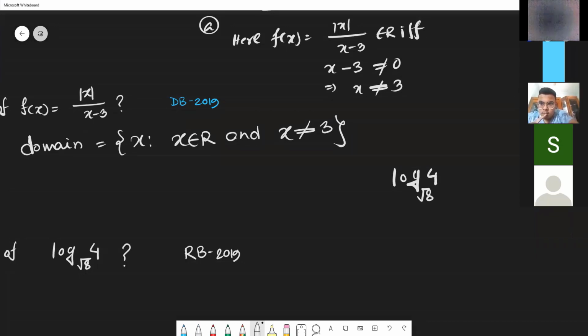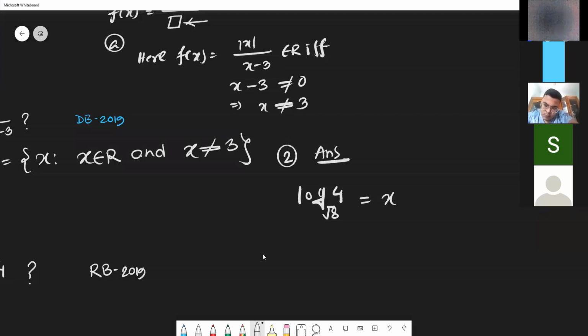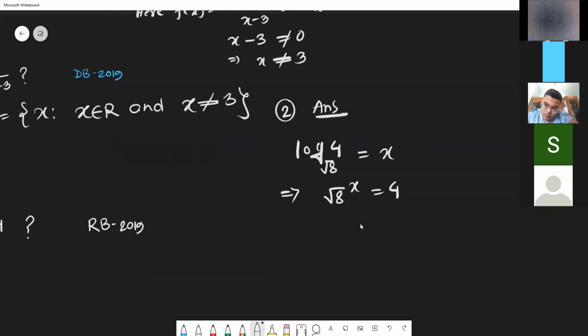So here we can easily start this math by considering this one as x. For question number 2, let this one equal x. Now we know the formula: root 8 to the power x is equal to 4. Or here we can write 8 to the power x by 2 is equal to 4. So now do the calculation here. 2 to the power 3 means 8. Then x by 2 is equal to 2 to the power 2.